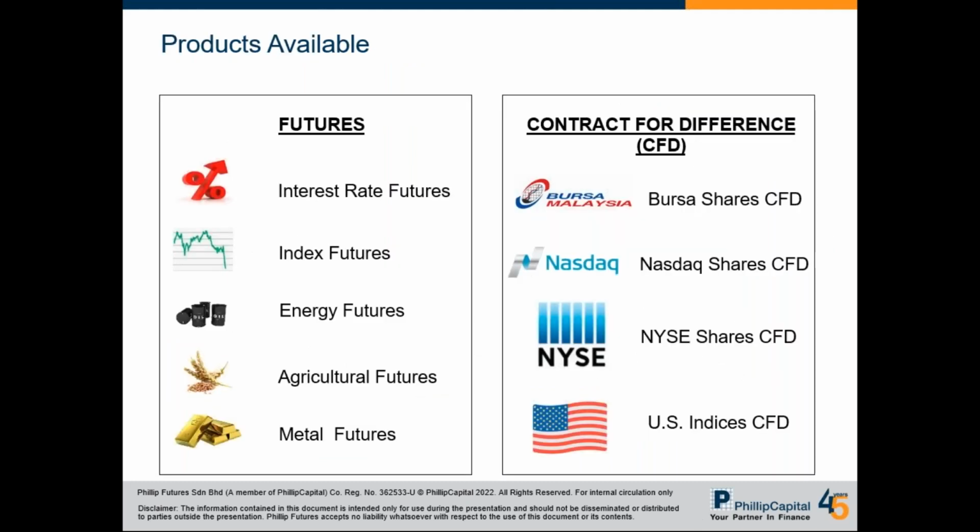In Phillip Futures, we offer 2 main products. One is futures and the other one is CFD. For futures, we have few categories of products such as interest rate, index, energy, agricultural, and metal futures. Tonight, we will be focused on the interest rate and index futures. For those who also trade the stock market, we also have contract for difference, also known as CFD. We offer Bursa and US share CFD as well as the US indices share CFD.